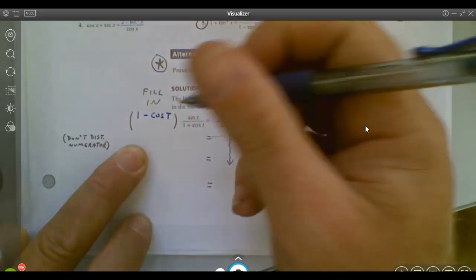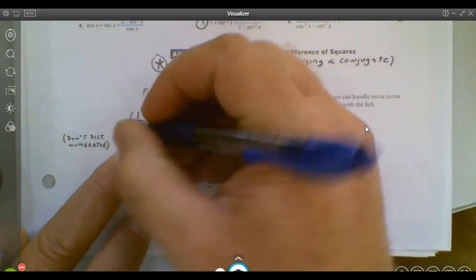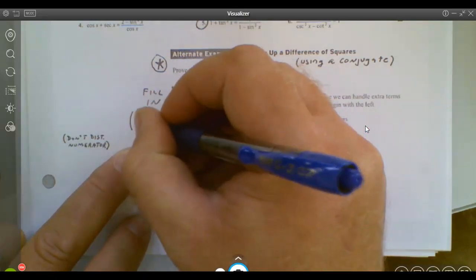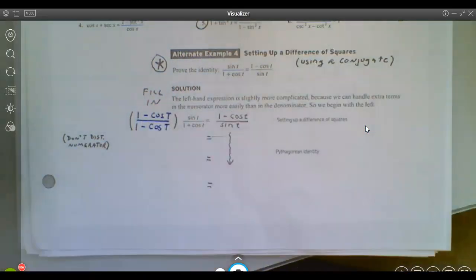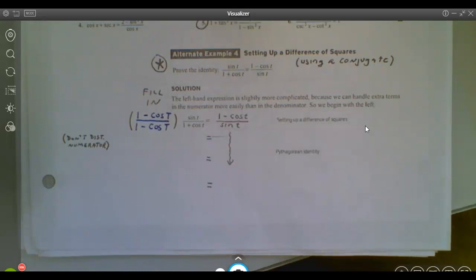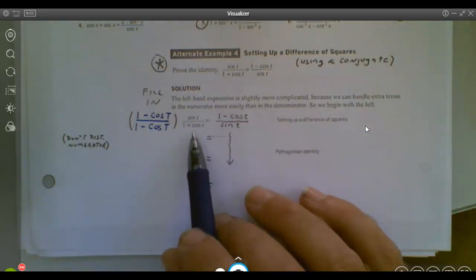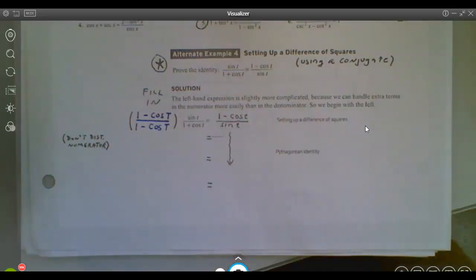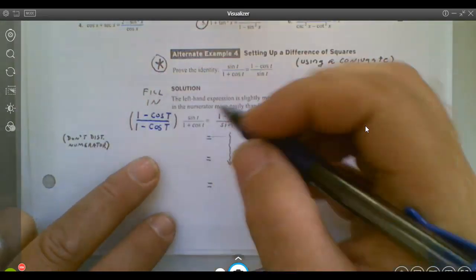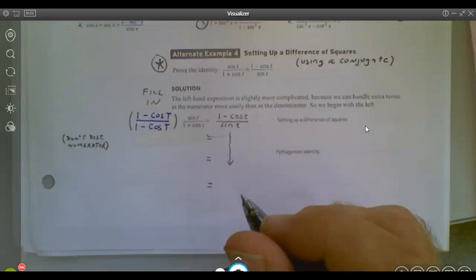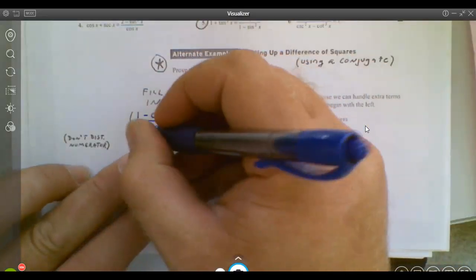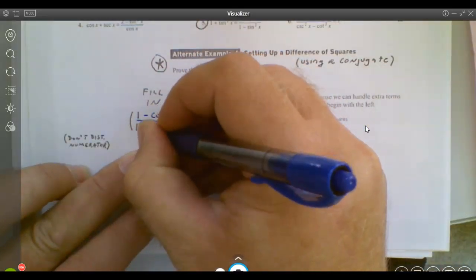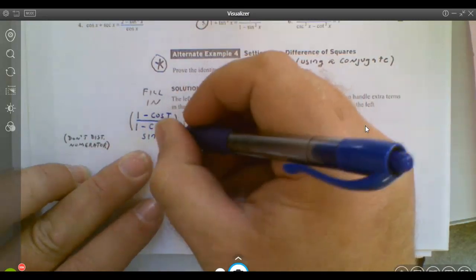Hate when they use t's, but we'll make that work. So we are multiplying by 1 minus cosine t over 1 minus cosine t. Remember, that's just like multiplying by 1. So I'm not changing the value of anything that I have right now. I'm simply multiplying the top and the bottom by the same value just so that I can rewrite the scenario that we have. For the top part, I am going to leave those separate for now. On top, I'm looking at the sine of t times 1 minus cosine t.